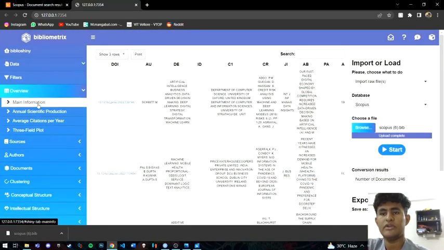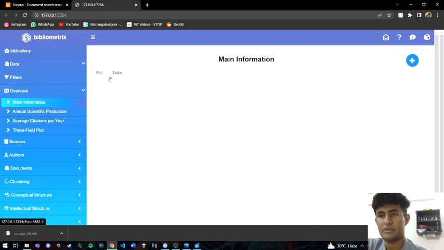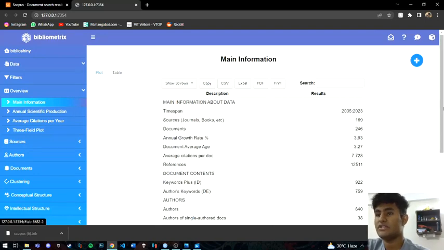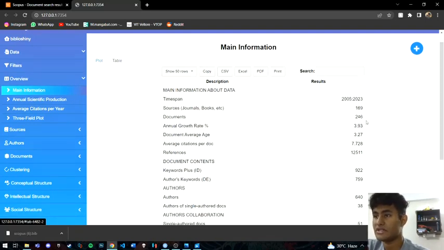In an overview, we can look at the main information, which will be presented to us in the form of a plot as well as a table, which gives us key information such as the number of documents that are considered, the annual growth rate, the average age of the document, the average citations per document, among other information.